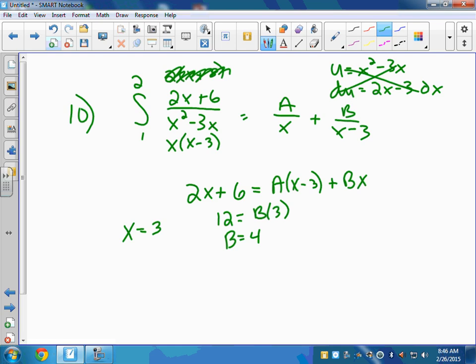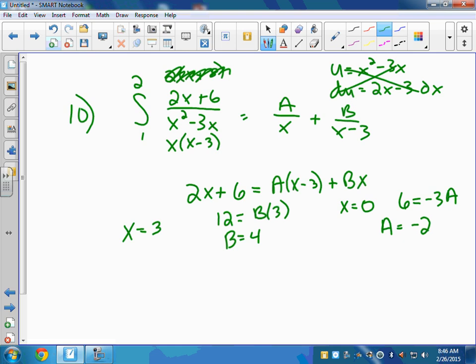And then I would plug in x equals 0 and do the same thing, so that would give me 6 equals negative 3a, so a equals negative 2. And really it's just the algebra every time. It's the same steps: factor, rewrite the fractions, plug in the zeros. That's why I don't show very many steps in this, because it's a long enough problem as it is.